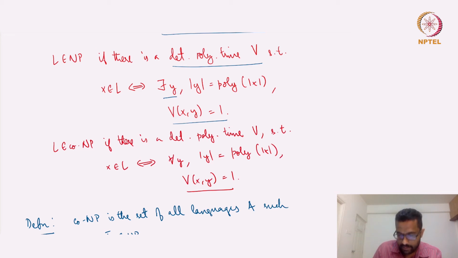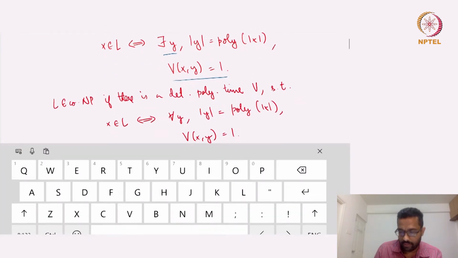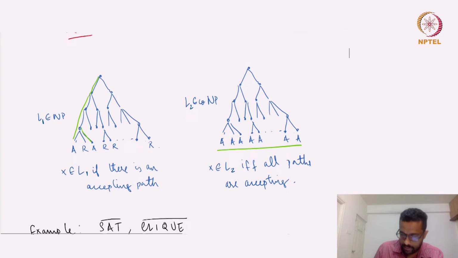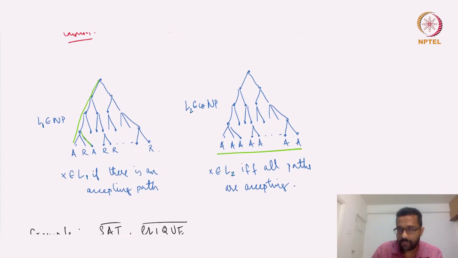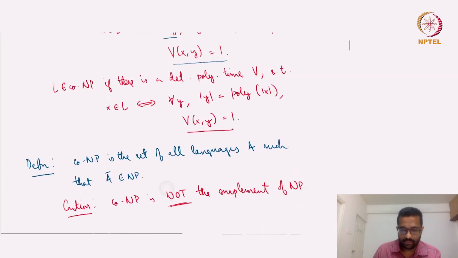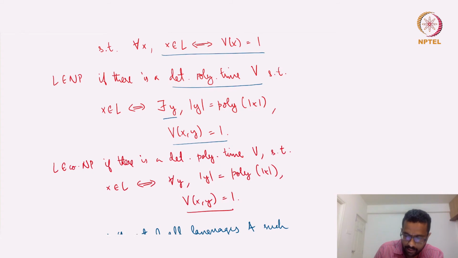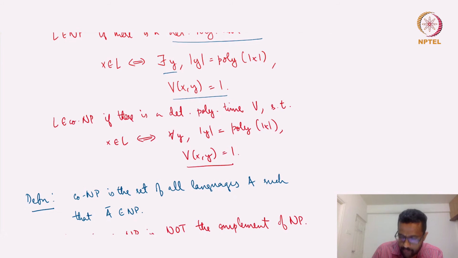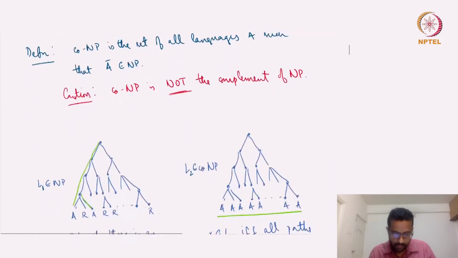What is happening here is that we want, for all the y's, the verifier to evaluate to 1, which is the same as saying that for all the paths we want it to accept. Whereas in NP we just wanted one accepting path. In NP it's an existential quantifier, whereas in co-NP we want a universal quantifier. So there is an inherent difference: here we want all the paths to accept, whereas in NP we wanted only one accepting computation.